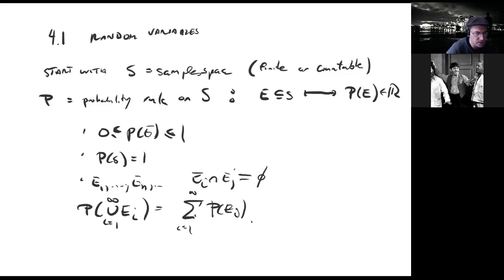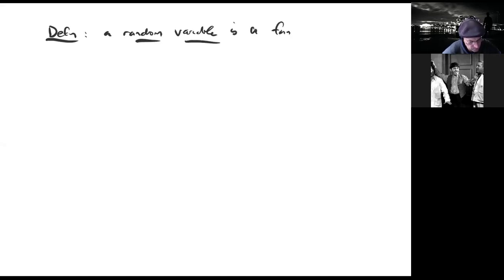Okay, so I'm now ready to define what I mean by a random variable. So here's the definition. A random variable is a function X going from S to the real numbers.